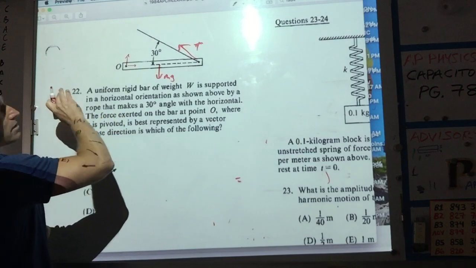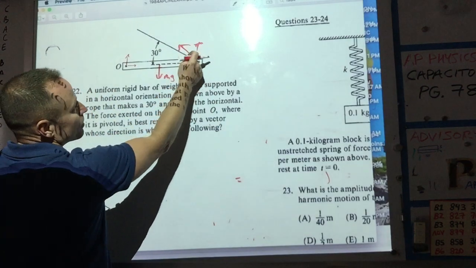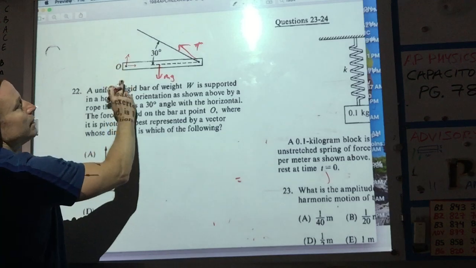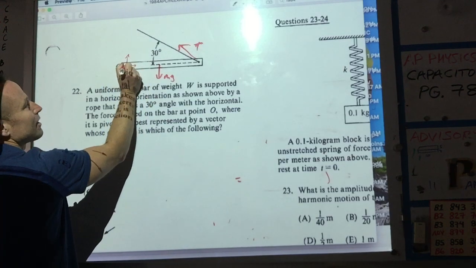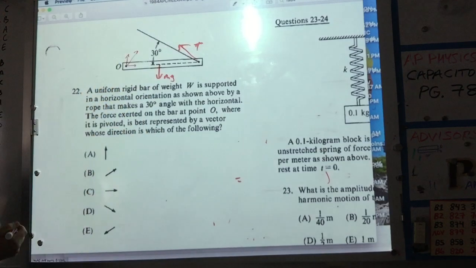So it's going to have to be to the right to fight the horizontal part of this, and it's going to have to be up to keep it from spinning. So you have a component that way and that way, so it's going to have to go kind of diagonally up like this. So it looks like our winner is B. So 22 is going to have to be B.